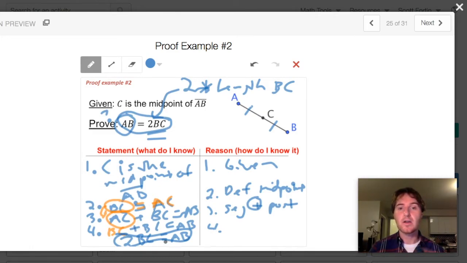What did we do here? Again, you don't have to say combine like terms. But what we did from step 2 and 3 is we substituted what AC was equal to, which is BC. We put that BC into AC right here. So we did substitution, step 2 into step 3. And that is our second proof we've done, proof example number 2.